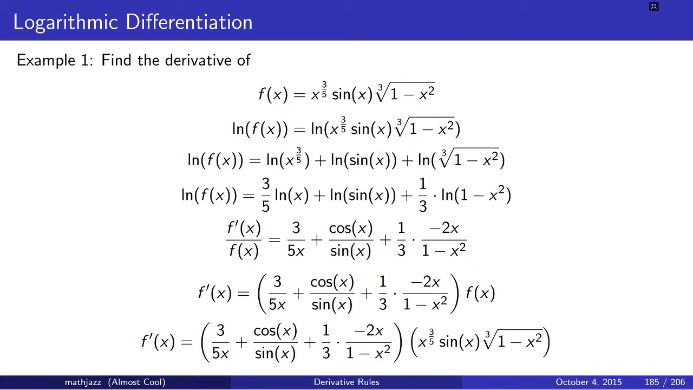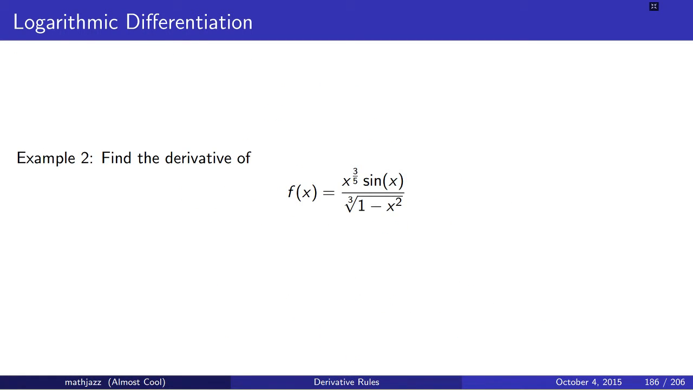Or even if this wasn't, there are examples where you have enough items being multiplied together where logarithmic differentiation would make it easier to take the derivative. So we'll see another example. Here we have a product in the numerator and we have a quotient in the function. So to do this using our other derivative rules, we would need to use the product rule and the quotient rule in the solution of this problem.